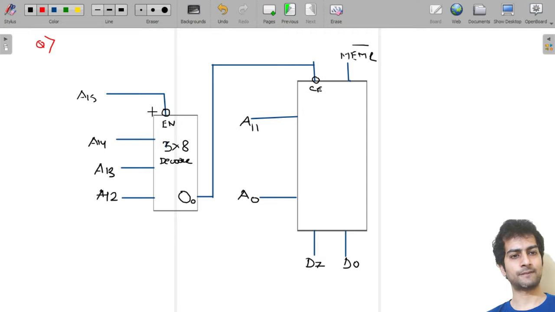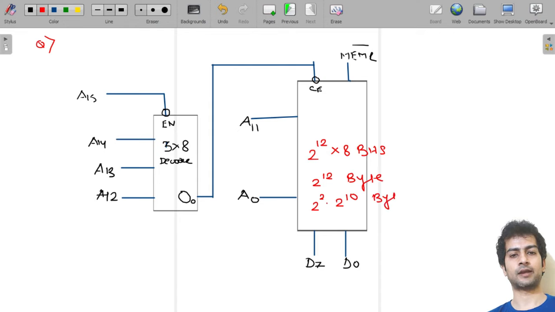So here again we can see we have a decoder. Here address lines A15 to A12 are connected, and the remaining A11 to A0 are connected. Means what will be the capacity of this? The capacity will be 2 to the power 12 into 8 bits, or it will be 2 to the power 12 bytes. We can write it like this also: 2 to the power 2 into 2 to the power 10 bytes, and it will be 4 kilobytes. Memory is 4 kilobytes.